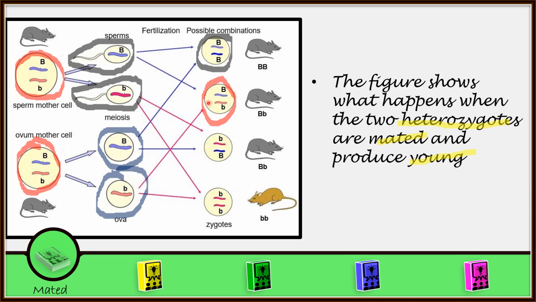So which one is going to express itself? You will see that here, because capital B is dominant, capital B is going to express itself, and smaller b is going to be suppressed.